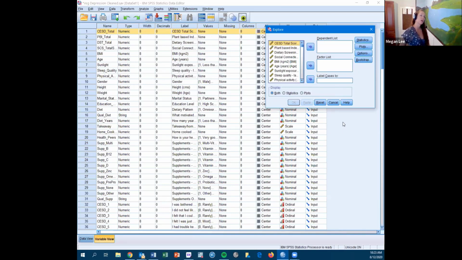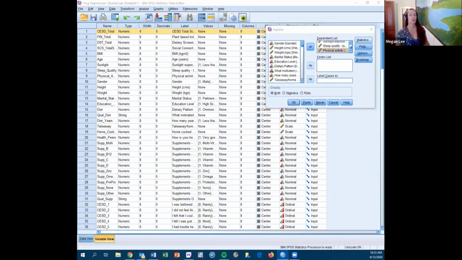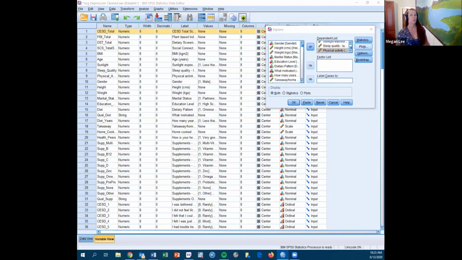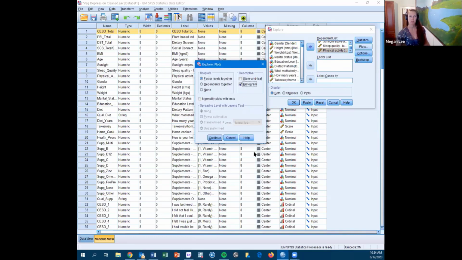So I always put the dependent variable first, which is our depression. Then we'll put our IVs, our plant-based IV and our dietary screening tool. Then social connectedness, which was our next most interesting variable. BMI, age, sunlight exposure, sleep quality, and physical activity, which were all our significant variables from last week. Then we can get some descriptive statistics. We also want to look at histograms, which is what we looked at last week, and normality plots with tests.